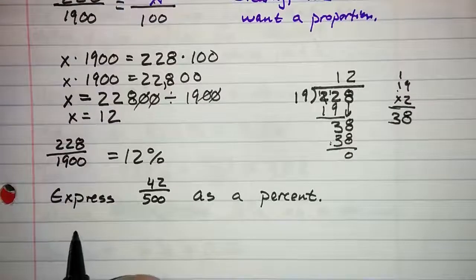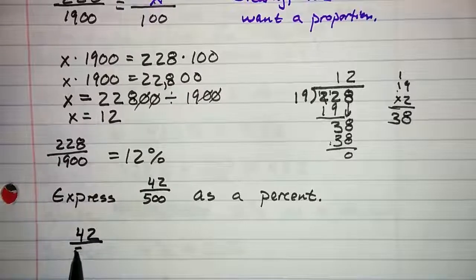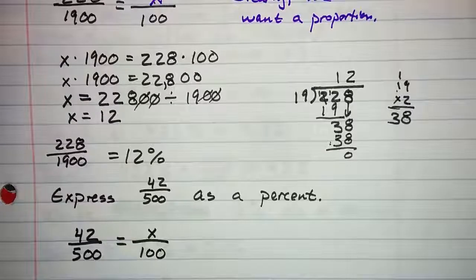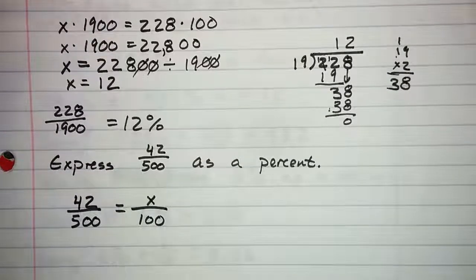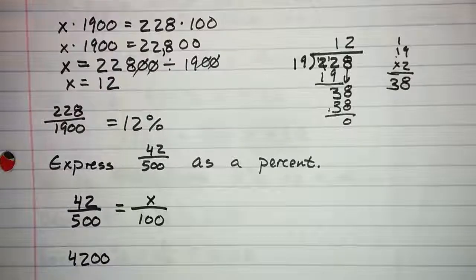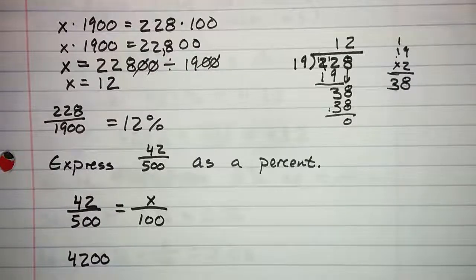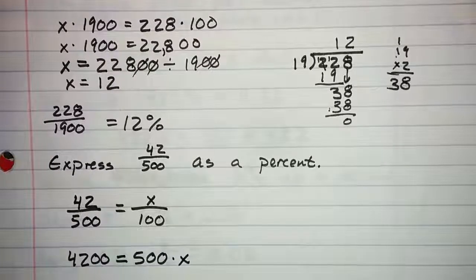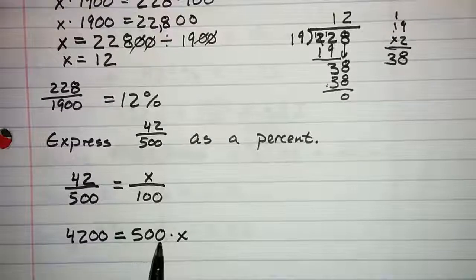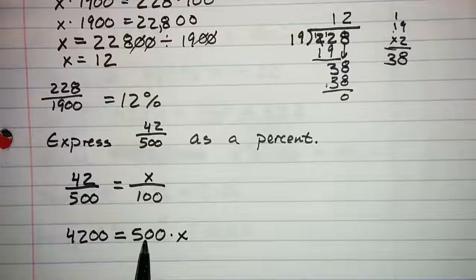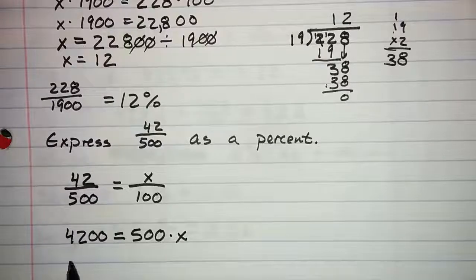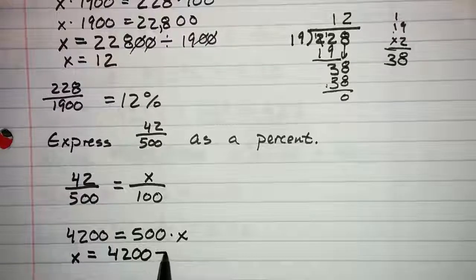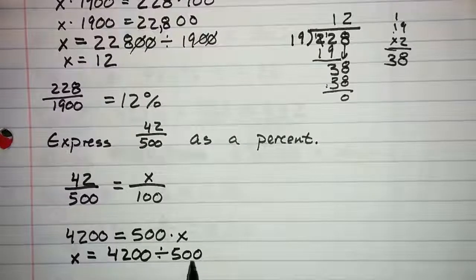Okay, so what we want to know is 42 out of 500 is the same as how many out of every 100? Cross multiplying, 42 times 100 is 4200, and that should equal 500 times x. X is the number that when we multiply it by 500, we get 4200. So x had better be 4200 divided by 500.